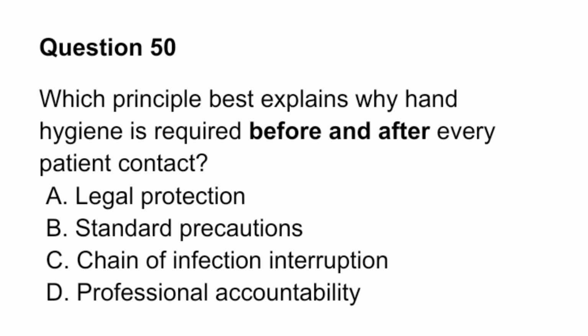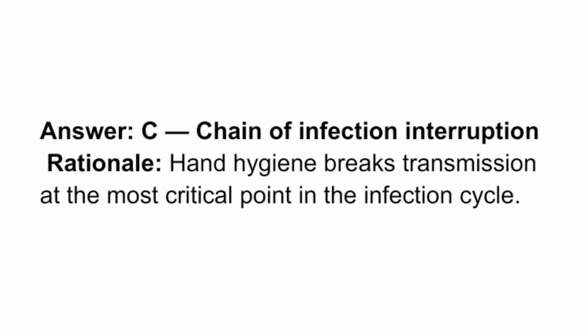Question 50. Which principle best explains why hand hygiene is required before and after every patient contact? A. Legal protection. B. Standard precautions. C. Chain of infection interruption. D. Professional accountability. Answer: C. Chain of infection interruption. Rationale: hand hygiene breaks transmission at the most critical point in the infection cycle.